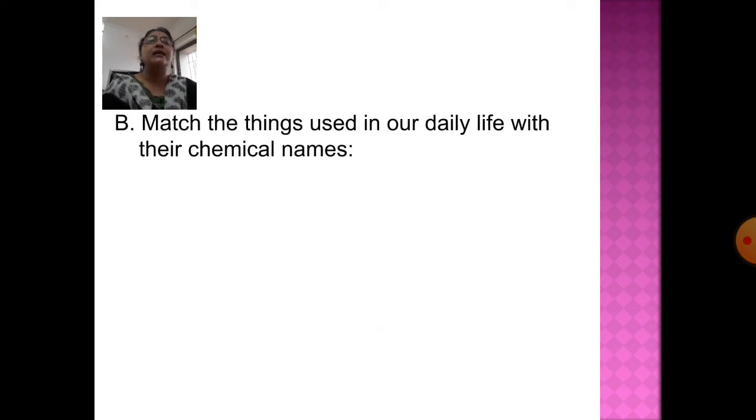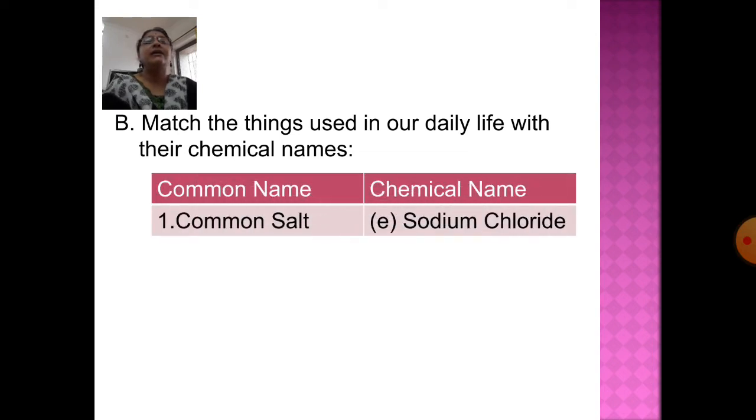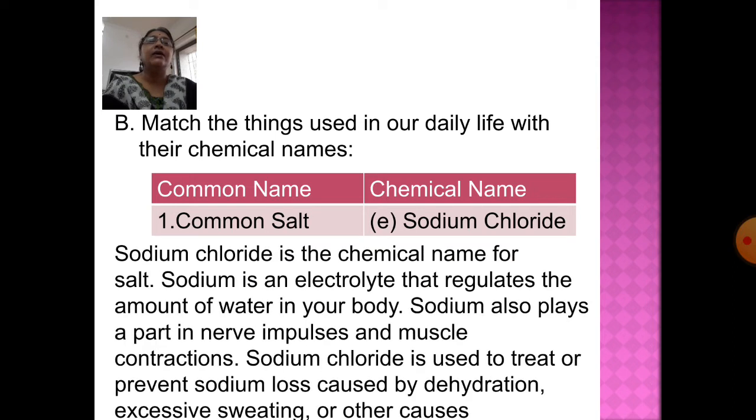Match the things used in our daily life with their chemical names. Chemical name of common salt is sodium chloride, which is option E. Sodium chloride is the chemical name for salt. Sodium is an electrolyte and regulates the amount of water in your body. Sodium also plays a part in nerve impulses and muscle contraction. Sodium chloride is used to treat or prevent sodium loss caused by dehydration, excessive sweating, or other causes.